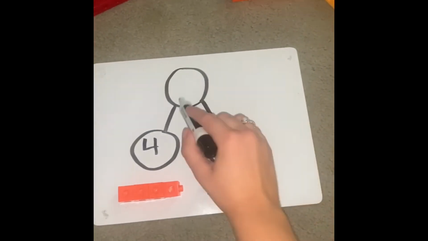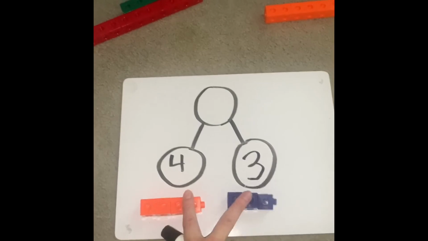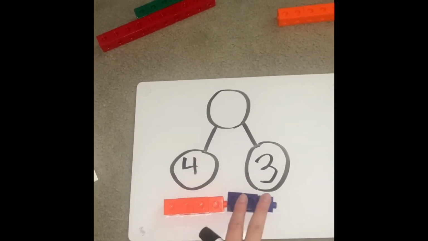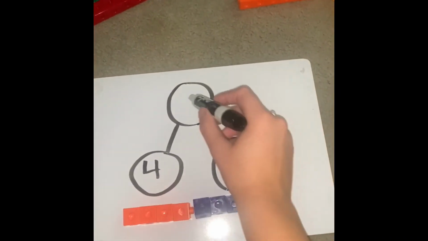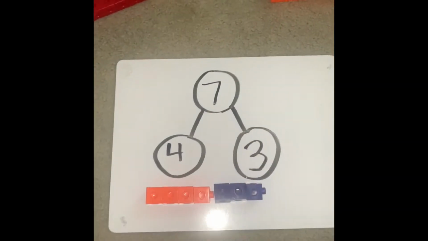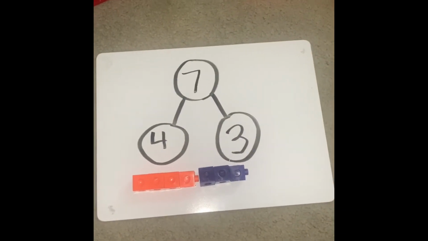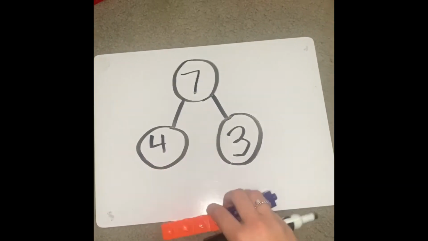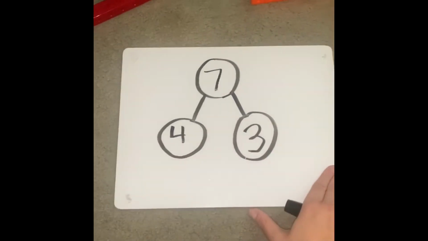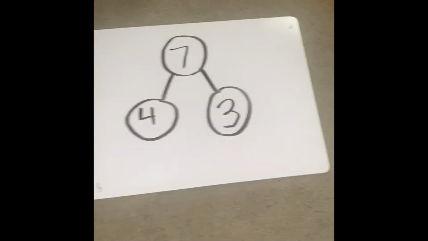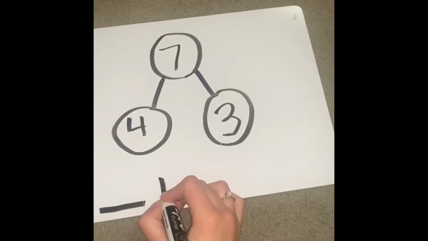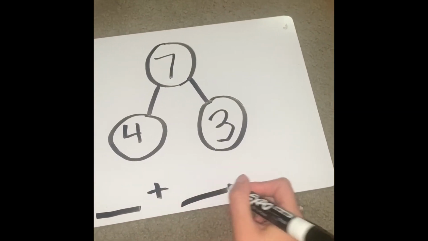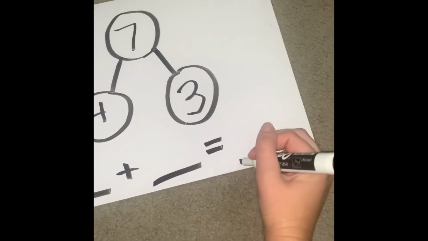And then I'm going to fill in my whole, or how many are in all. So let's count them to see how many goldfish and bluefish are all together. 7. So our whole for this is 7. So now that we have our number bond, we're going to go ahead and fill in an equation or number sentence to match it. So remember, an equation typically looks like a number plus a number equals a number.